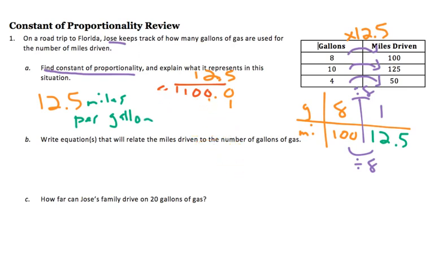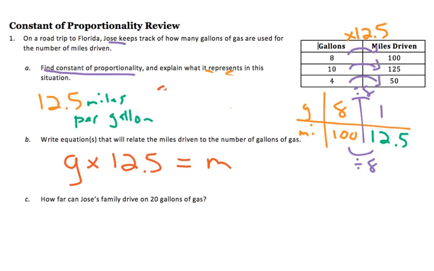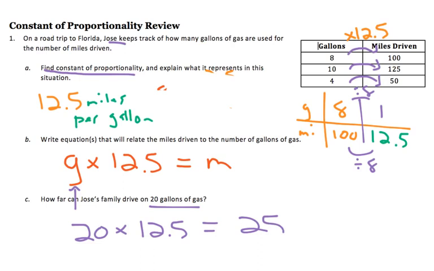Alright, and then part B says write an equation. So I know that in the table I can always take the number of gallons and multiply it by 12.5, and it's going to equal the miles. And then when I get down to part C, there's a lot of ways to do it. It says how far can Jose's family drive on 20 gallons? So what I could do is I could just substitute 20 in for G and multiply it by 12.5. And if you end up doing that, you should end up getting 250 miles.